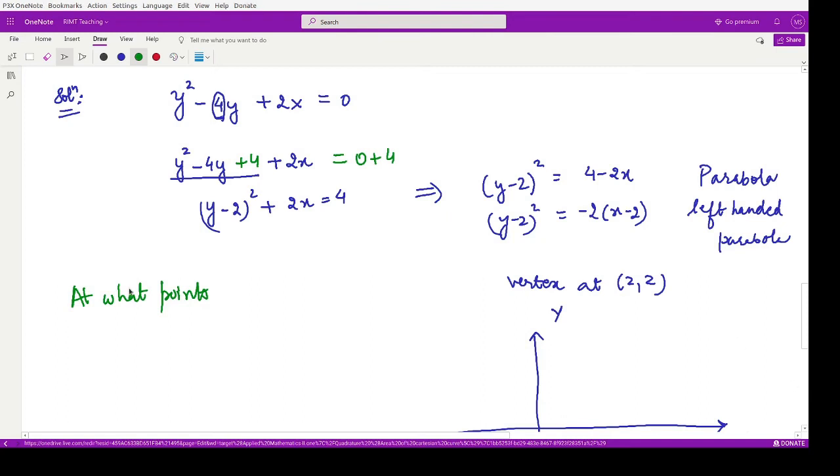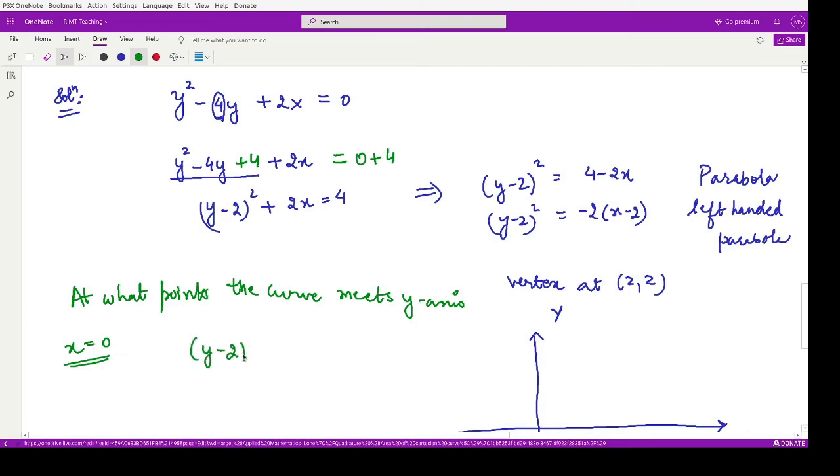So we were seeing at which points the curve meets the y-axis. For the curve to meet the y-axis, we will substitute x is equal to 0. What are the values of y? So here, we will substitute x is equal to 0 in the given curve.